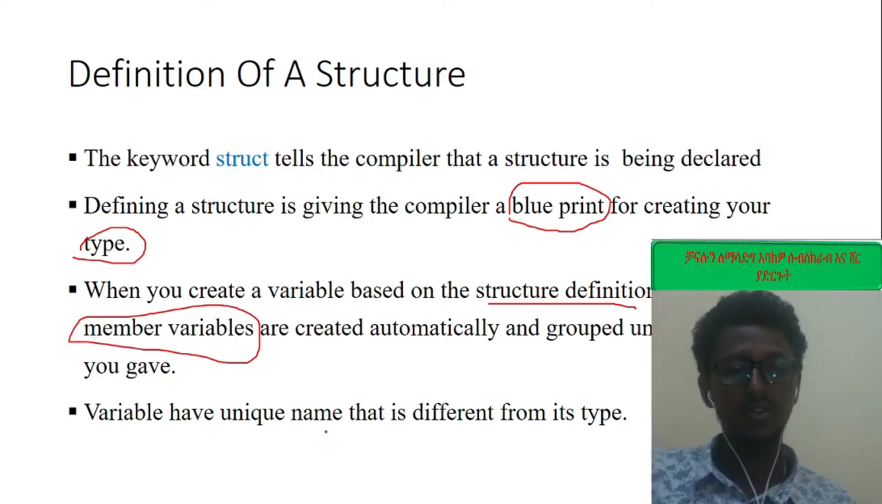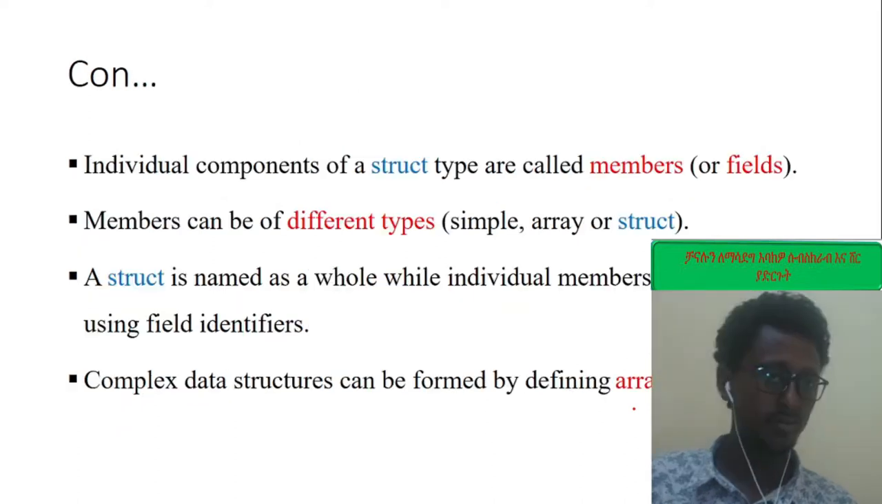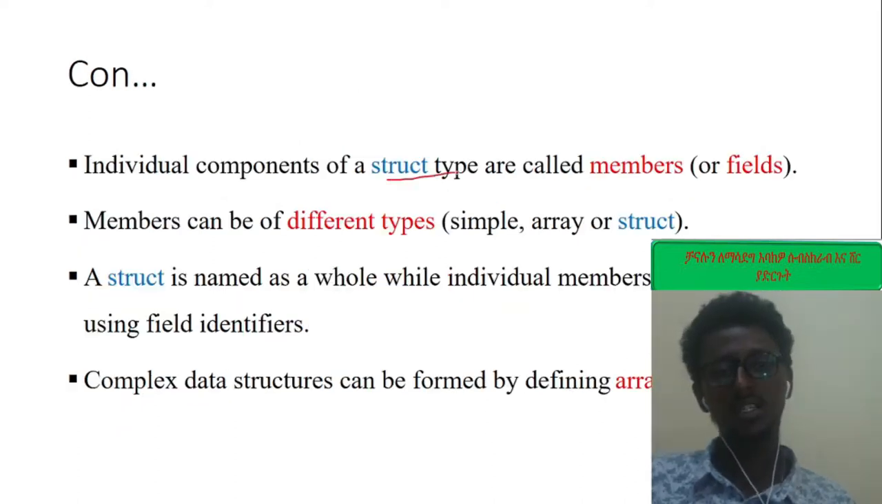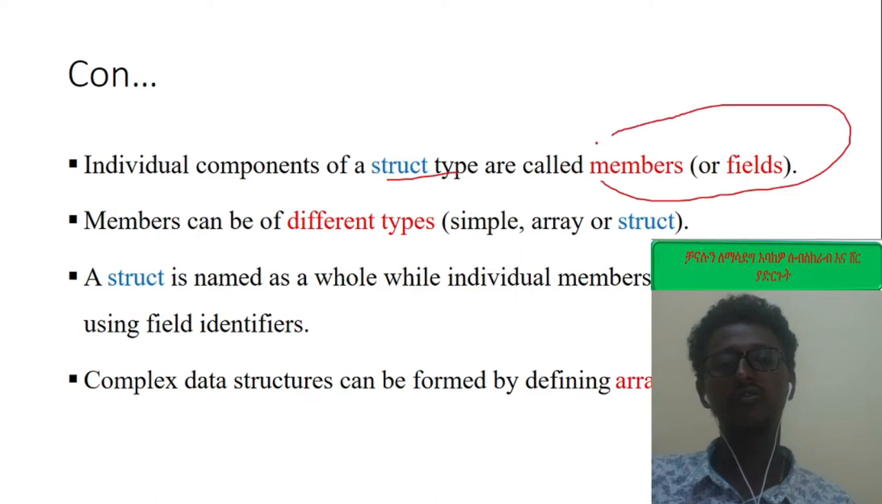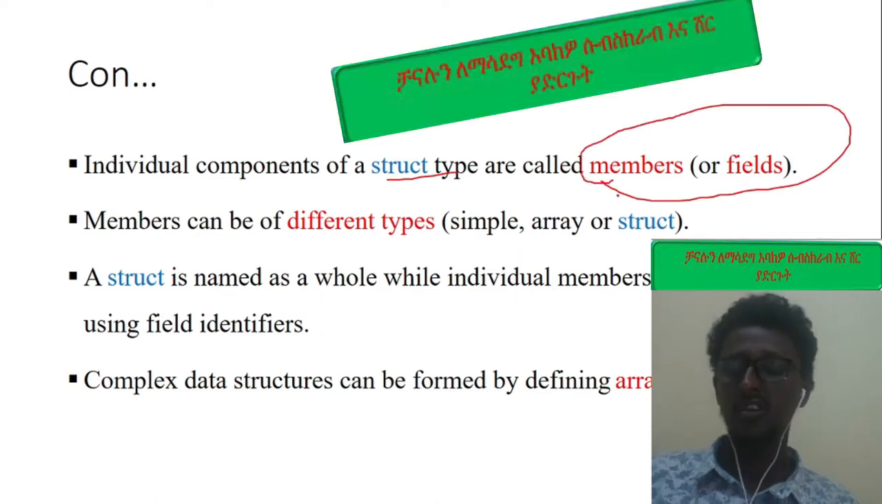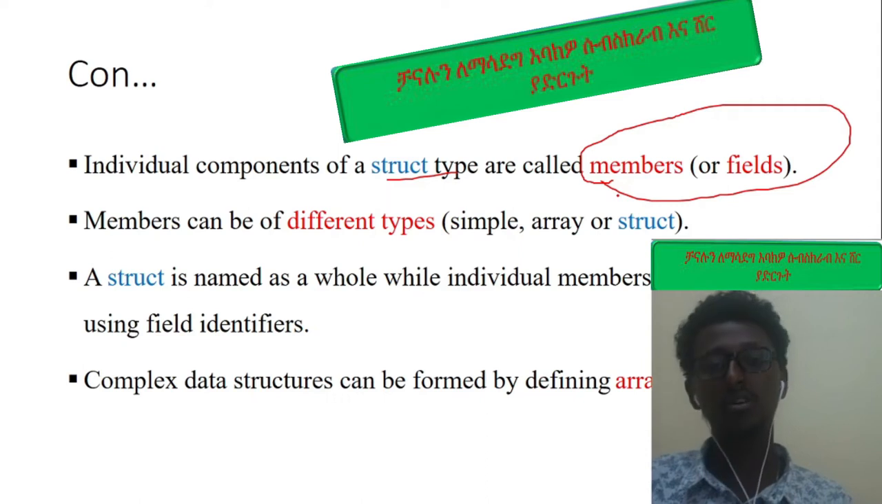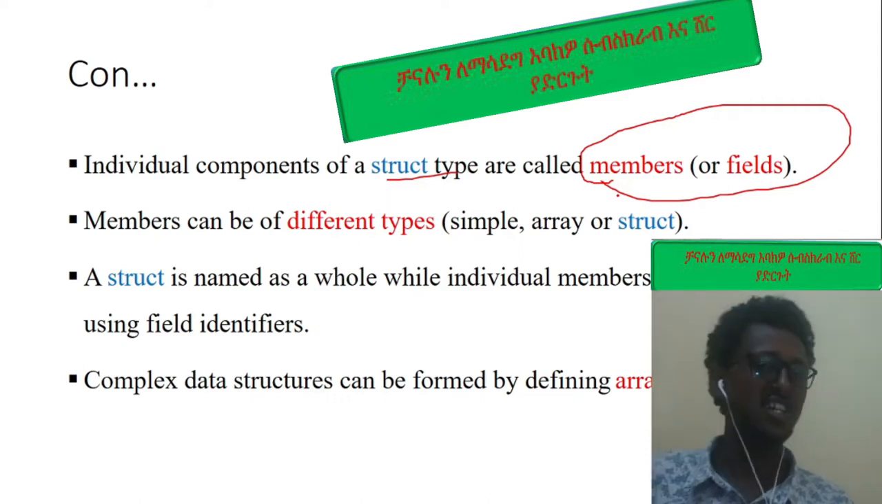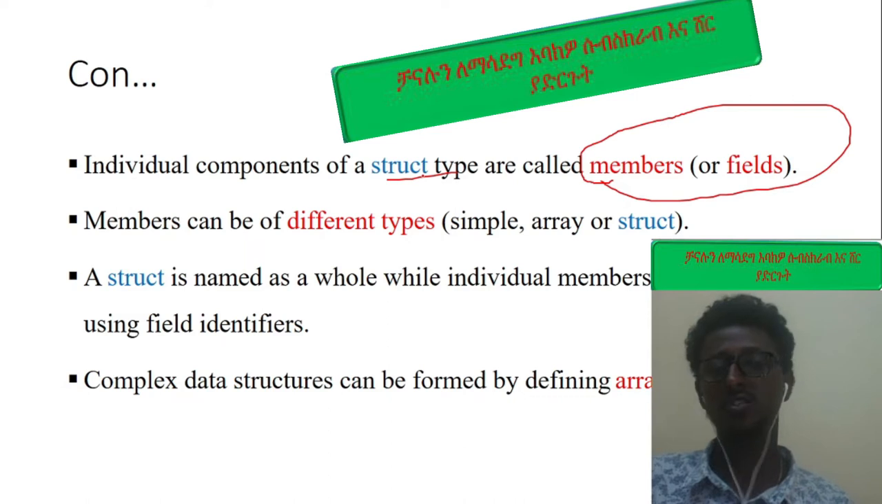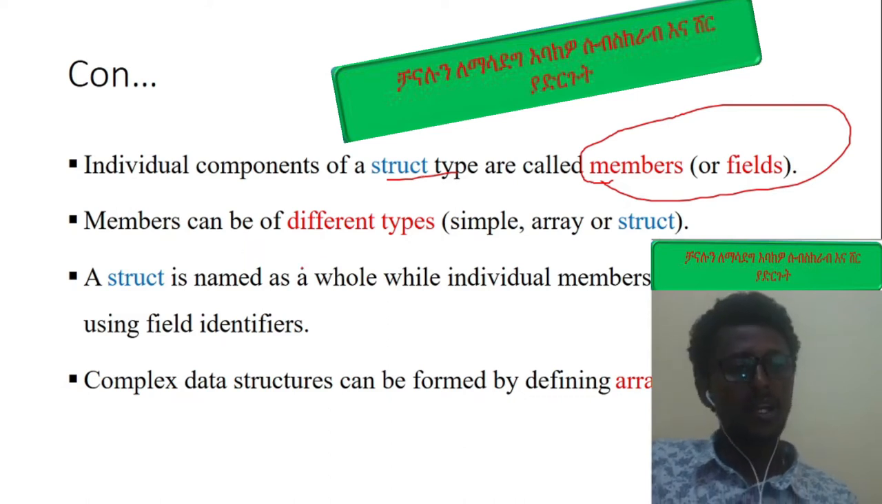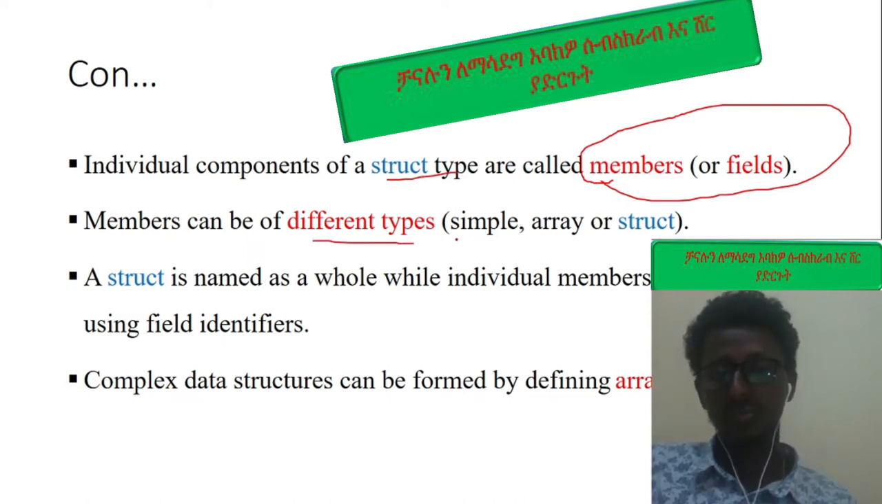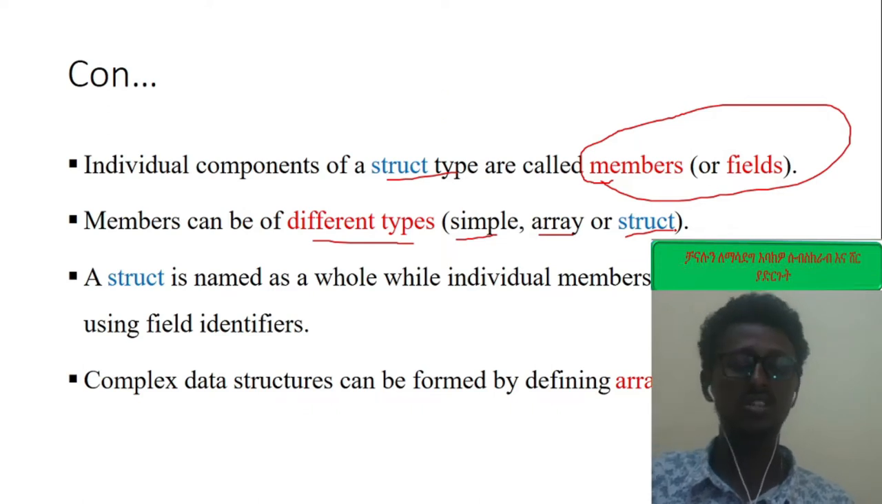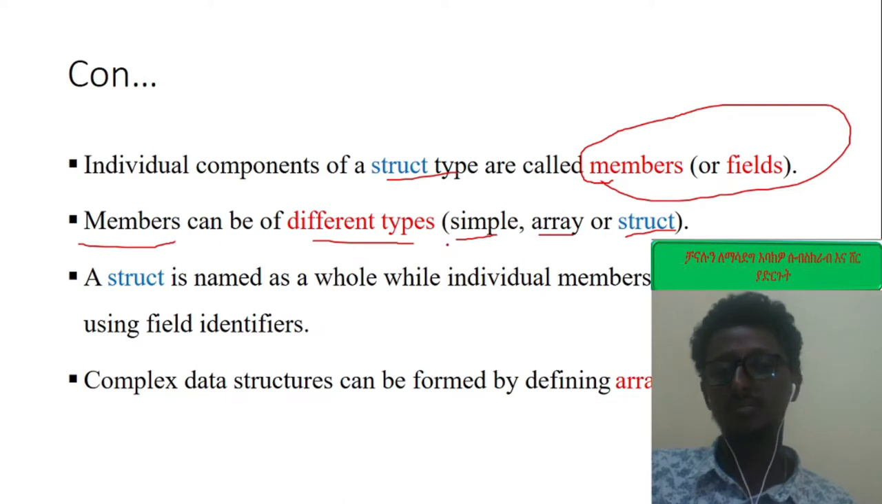The variable has a unique name that is different from this type. Individual components of a struct type are called members or fields of that structure. Fields in a database are members of the structure in C++ programming or OOP. Members can be of different types. A member may be a simple member, an array member, or a struct member: struct of struct, array of structure, or simple structure. So members may have different representations.